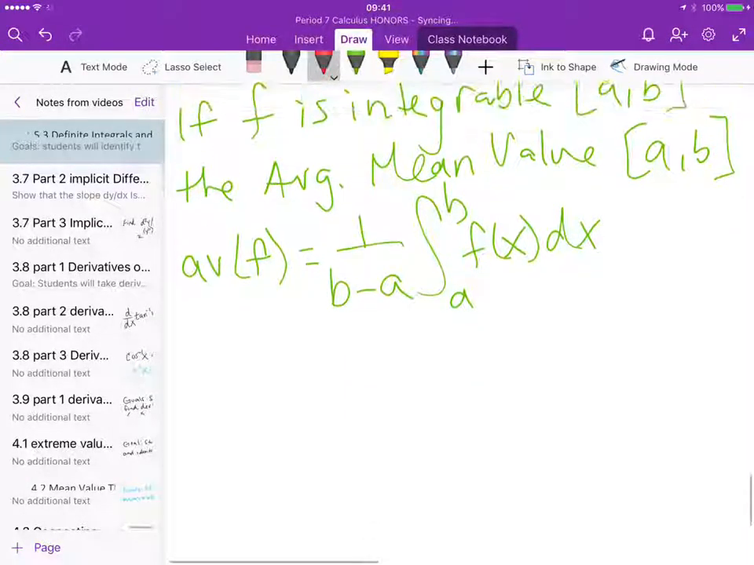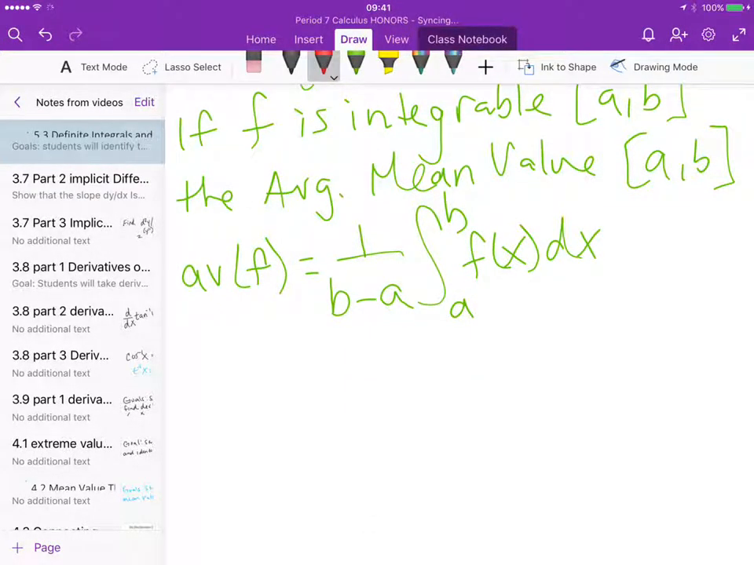All right, I apologize for that, guys. OneNote's been giving me a little bit of an issue. So let's take a look here.